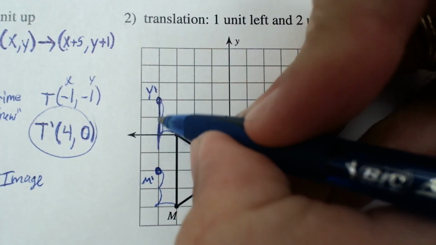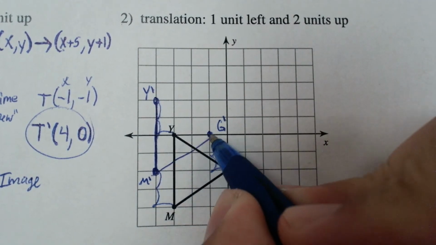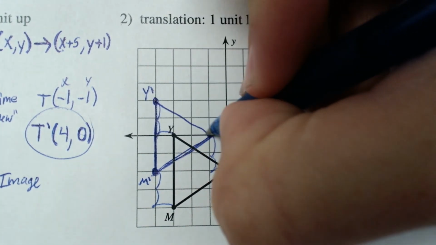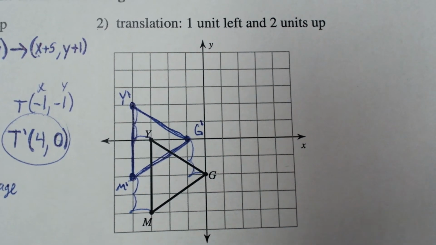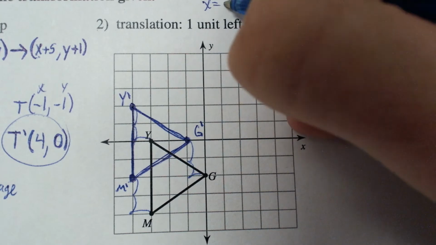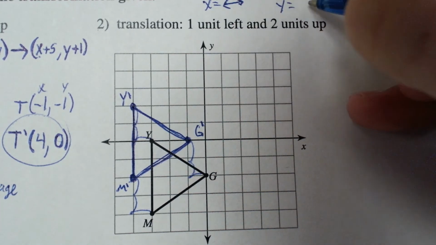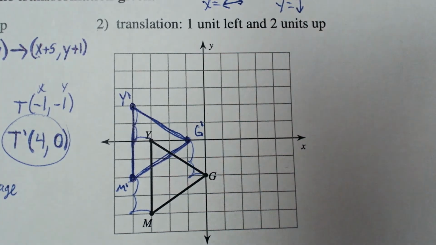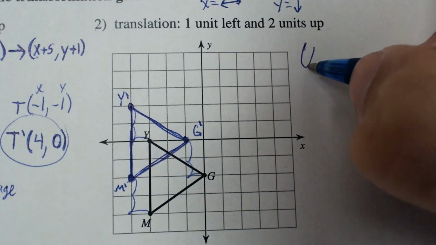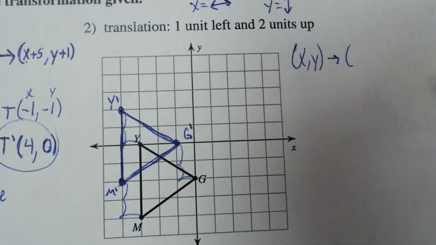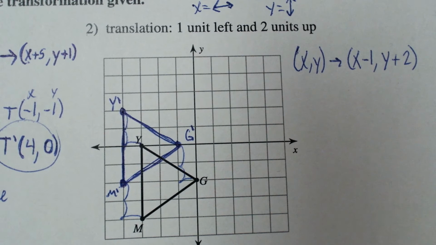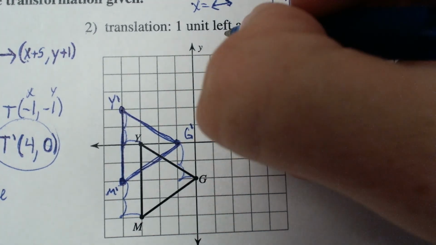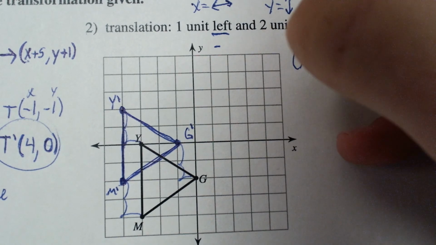And then you connect your dots. That is, again, the same shape, just slid a little bit. In your rule, remember your x goes left and right. Your y goes up and down. So your rule would be (x, y) goes to (x minus 1, y plus 2) for that one, because left is negative, up is positive.